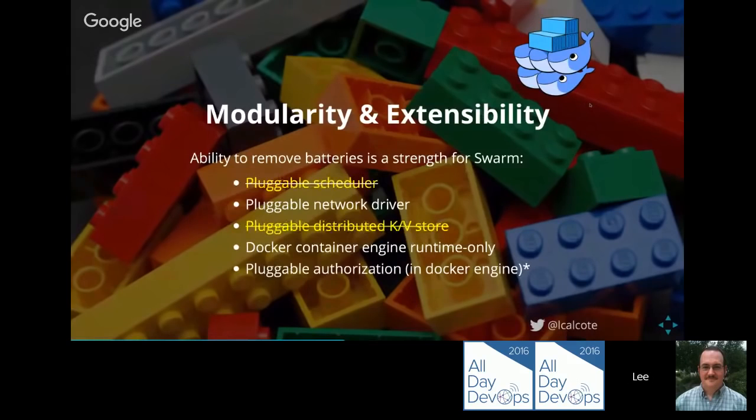Also a step back a little bit in terms of modularity. It used to be Swarm standalone had a pluggable scheduler, pluggable key value store. Now, with 1.12, you get the convenience of having those built in, which is great to the extent that those opinions and those capabilities are what you want.